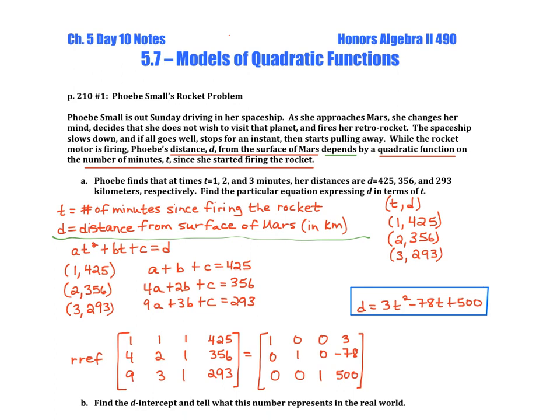All right, if I take 2, 356, I plug in a 2 for t in every occurrence of t in that equation, and I plug in a 356 for d, I get 4a plus 2b plus c is equal to 356. And then if I do the same thing for the final ordered pair, plug a 3 in for every occurrence of t, plug a 293 in for d, I get 9a plus 3b plus c equals 293.